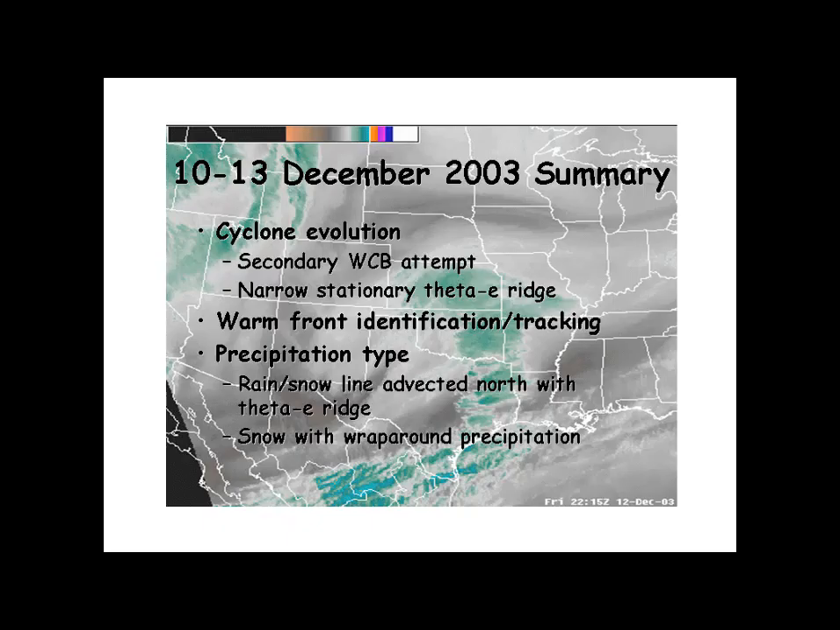Summarizing the case here, we looked at a cyclone evolving, an attempt at a secondary warm conveyor belt, a narrow stationary theta-E ridge, and the warm sector. We could identify it and track it along here, and it helped change the precipitation type over to rain in eastern Oklahoma for quite a period of time until finally the wraparound portion of the low came along and changed it over to snow.